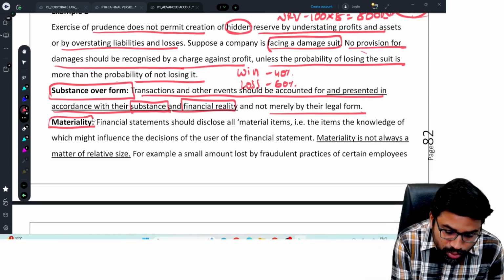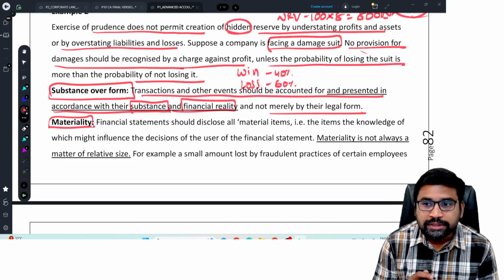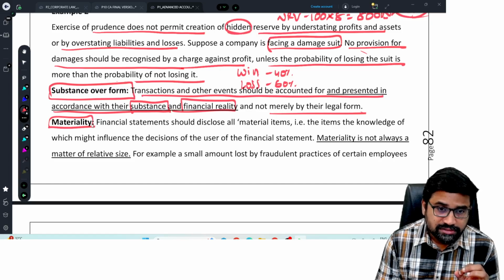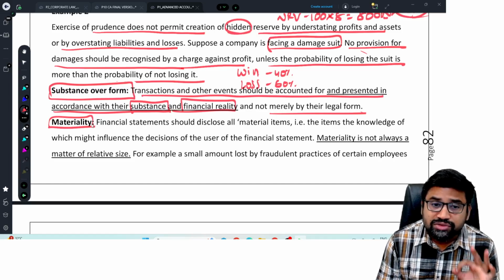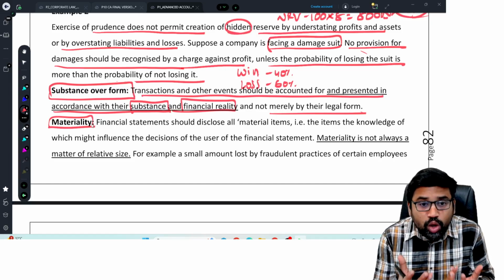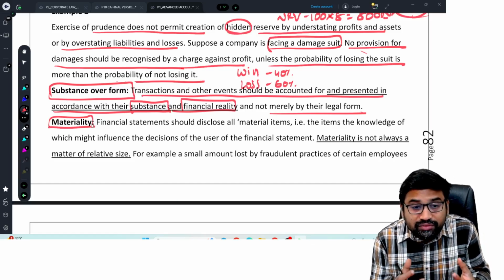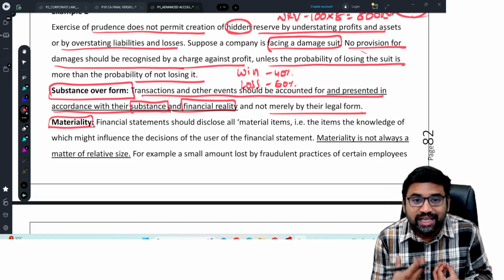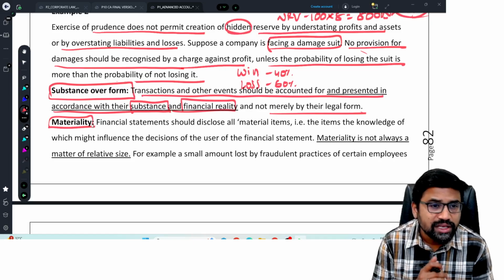Now, one more important point you should keep in mind in selecting an accounting policy is materiality. The accounting policies should give importance to the materiality concept. And the financial statement should disclose all material items. Now, what is a material item? Simple. The knowledge of which will influence the decisions of users of financial statements is called a material item. Anything which is influencing your decision is material. Suppose it is not influencing your decision, then it is not material.